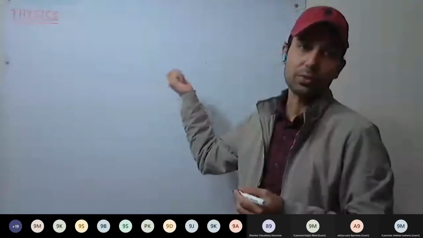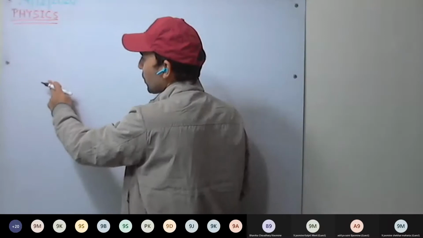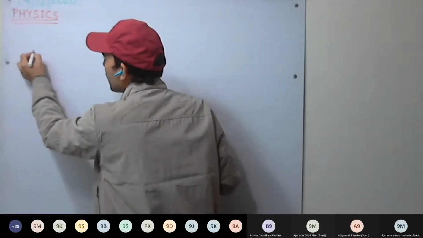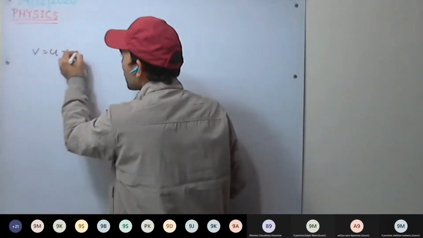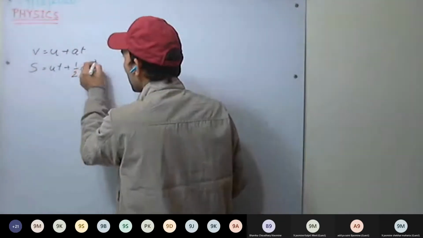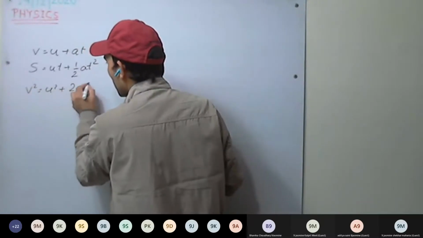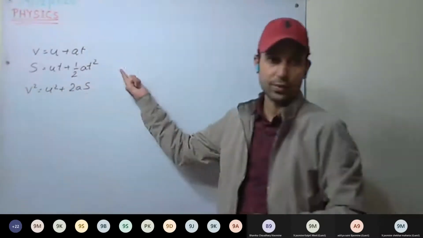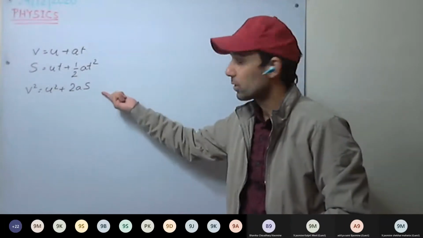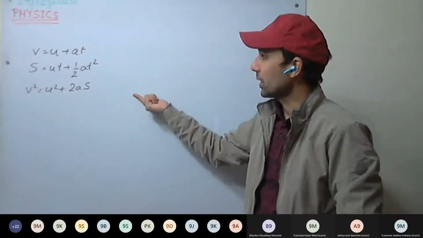So we'll be discussing motion of a body. Motion of a body we have already discussed. One dimensional motion we have discussed, and the three equations of motion. Which were they? v equal to u plus at. s equal to ut plus half at square. And v square equal to u square plus 2as. These three equations govern the motion of a body in one dimension that we have discussed.